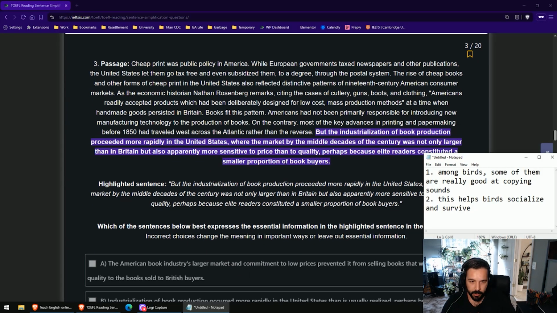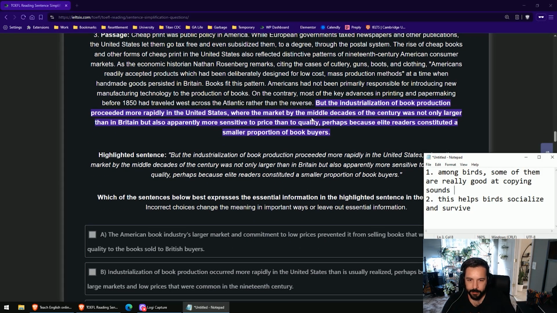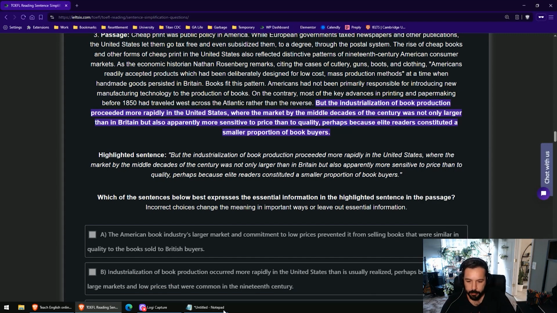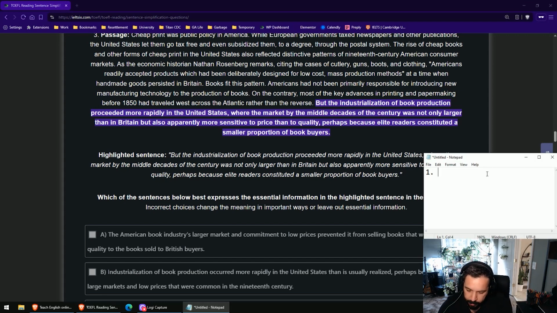Let's break it down. Also, just by reading it correctly, you are going to have a better understanding of it. So let's do it this way. This is something I do with a lot of students, and almost always it makes it easier for them to understand. But the industrialization of book production proceeded more rapidly in the United States, perhaps because elite readers constituted a smaller proportion of book buyers. So, the book industry grew more quickly in the US, I assume compared to Britain.